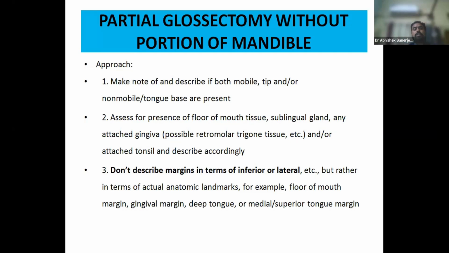Next, don't describe the margins only in terms of inferior or lateral. Sometimes we do that, but if you are writing inferior or lateral, you can also write lateral towards the buccal mucosa, inferior towards the floor of the mouth. That will help them know much better about your report. Your overall aim is to communicate through a written format.